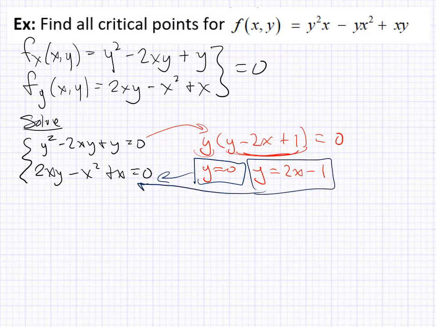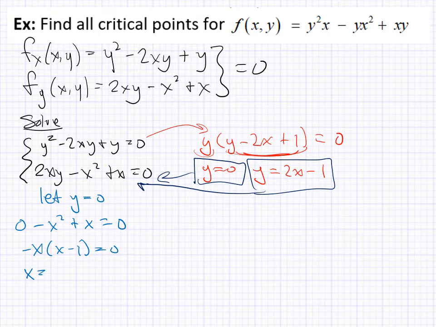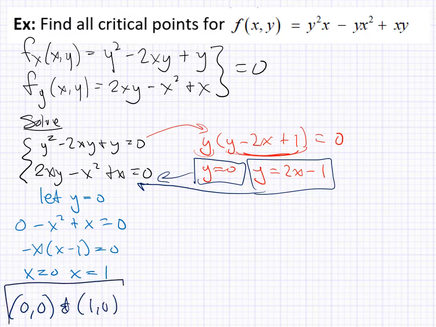In which case, if I use the first one, if I say, okay, let's let y equal 0, I would get 0 minus x squared plus x equals 0, in which case I could factor out a minus x. I have x minus 1 equals 0, so x equals 0 and x equals 1, which basically tells me I have two critical points. 0, 0, x is 0, y is 0, and 1, 0. X is 1, y is 0. So I have two critical points, okay, out of that substitution.